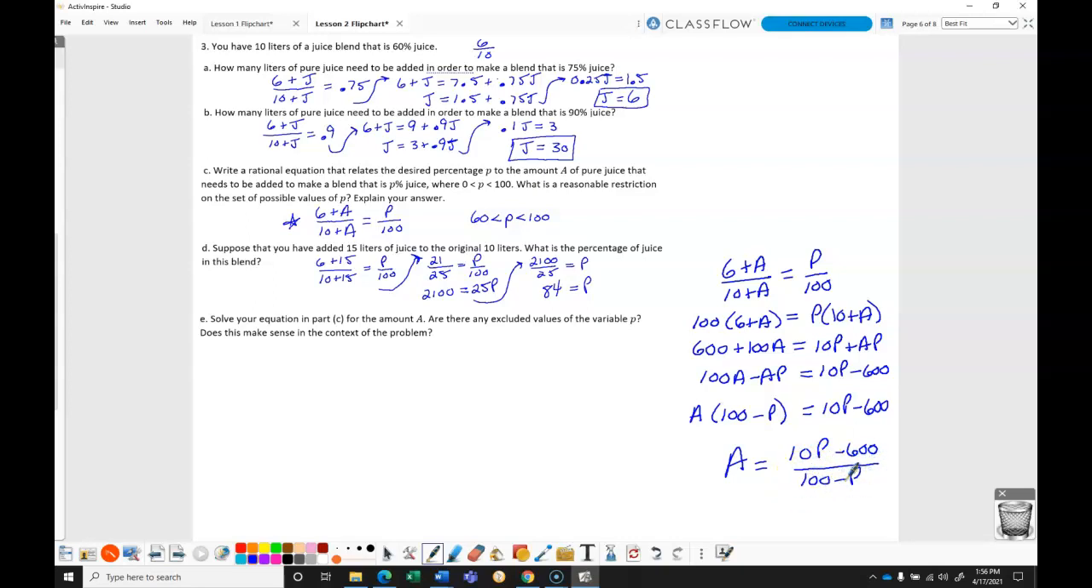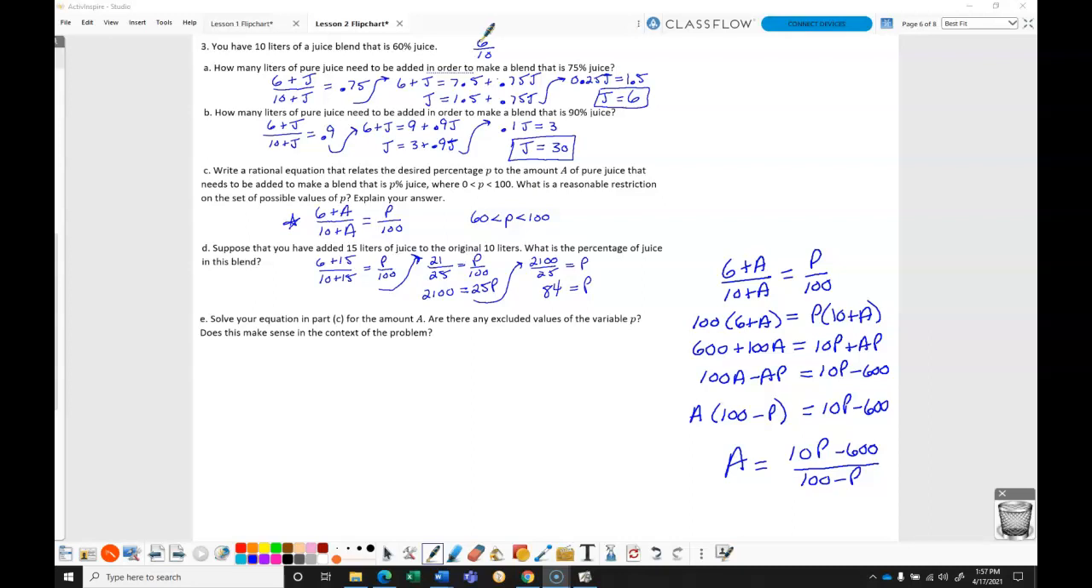So this way I have written the equation in terms of A, so that it is solved for A. And the last part of the question says, are there any excluded values of P? Yeah, from this I can't have P equal to 100 because that would make the denominator 0. And does that make sense? Yes, it makes sense. We can never actually reach 100% because we're starting with already 6/10. We're starting with that diluted amount, just like the girl couldn't end up with a gain percentage of 100% because you'd already lost some in the beginning.